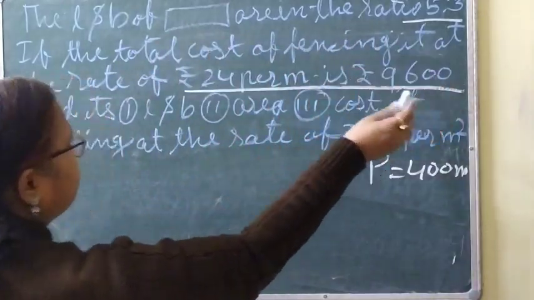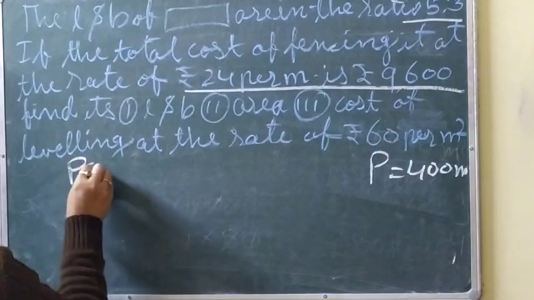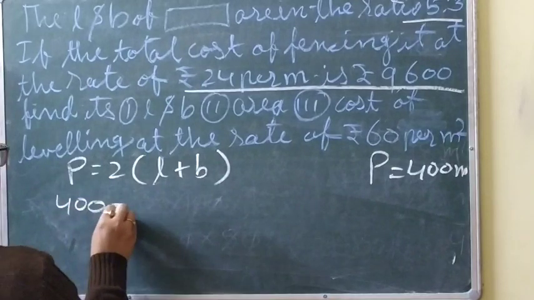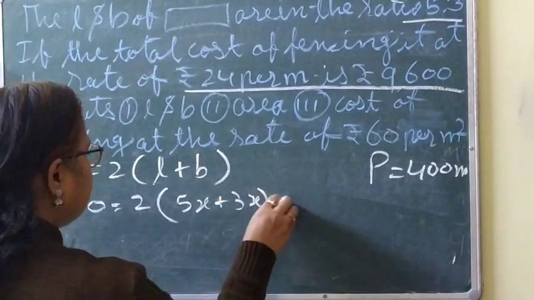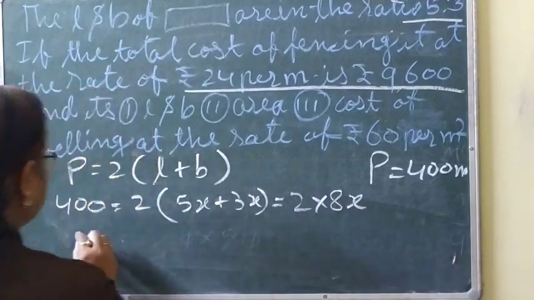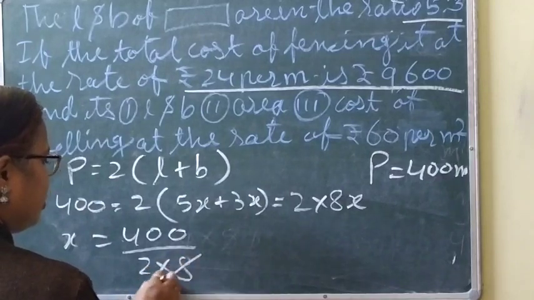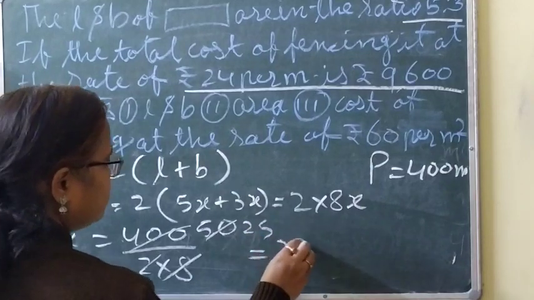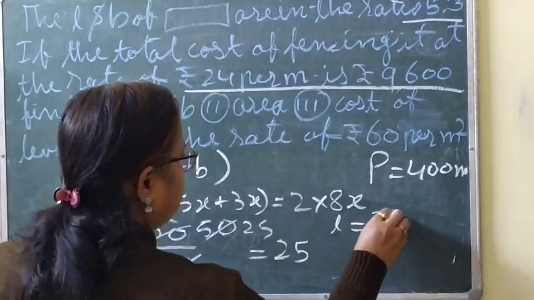What is given here? 5:3. So let the ratio be x. Okay. So we can write perimeter is equal to 2 into L plus B. So 400 is equal to 2 into 5x plus 3x, equal to 2 into 8x. And so x will be equal to 400 by 2 into 8, that is 25. So here answer with x is 25.